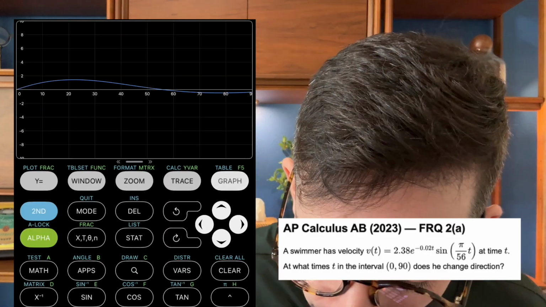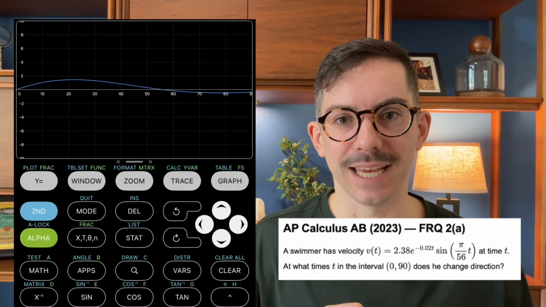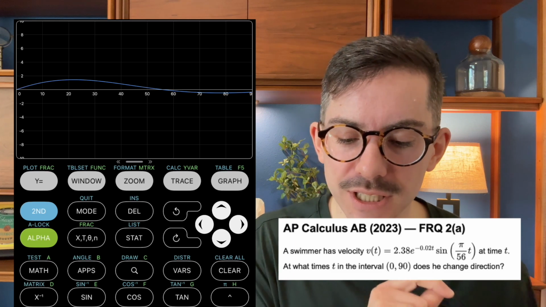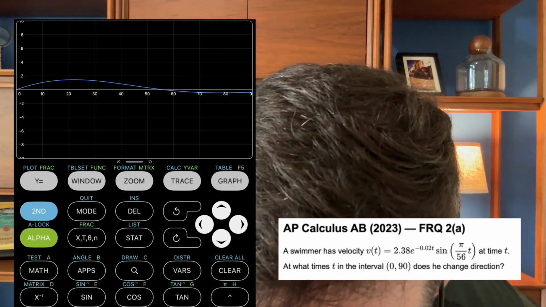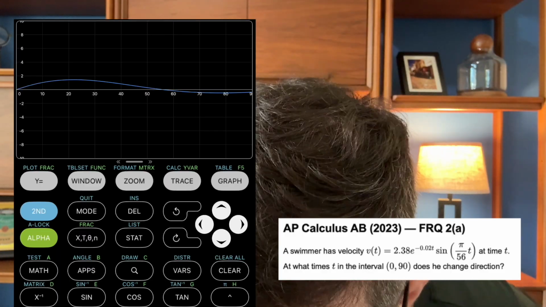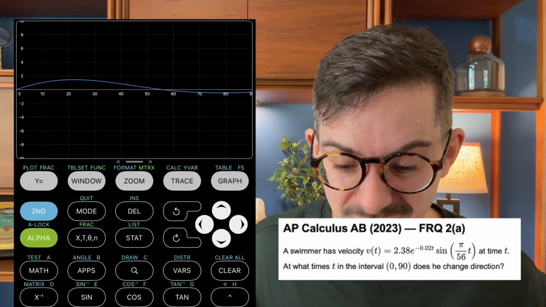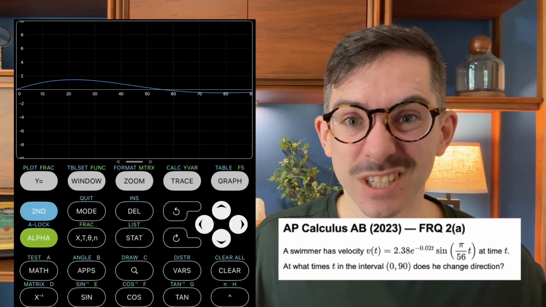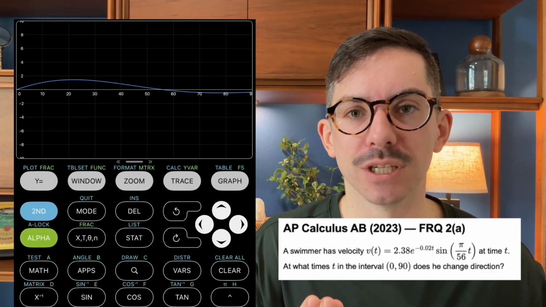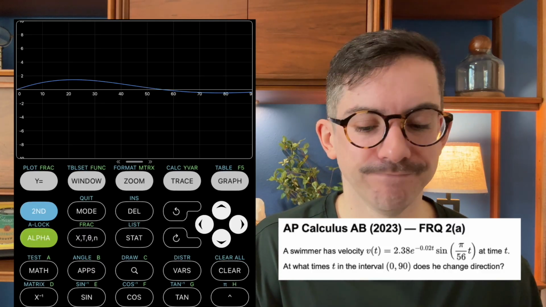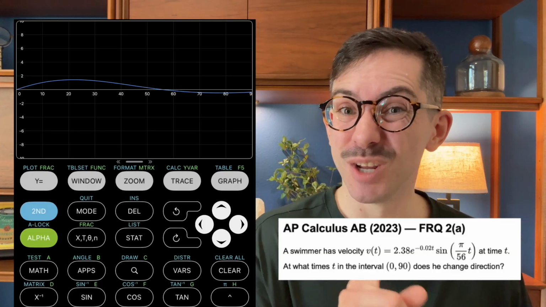And now when I hit graph, okay, very nice. I can see when that velocity changes direction, okay? It's happening between 50 and 60, when t is between 50 and 60, I guess. I somehow need to find that intersection point, right? And that'll tell me the time at which my swimmer changes direction. But I'm not going to do that right now, because that's actually skill number 4.